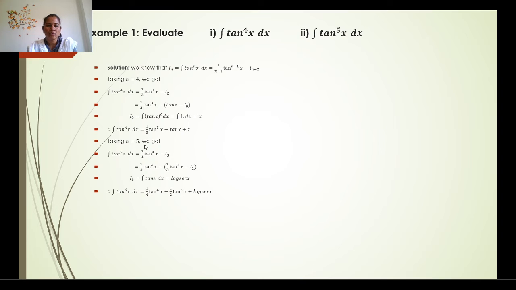Then taking n is equal to 5, wherever we find n in the formula, we write down 5. This is the method we have to follow. So next we have I3, that is 1 by 3 tan square x minus I1. Then find out I1 finally. I0 or I1 will remain. Finally I1 is the integral of tan x, which is log of secant x, without the limit. Then substitute in the above equation, and we get the required result.